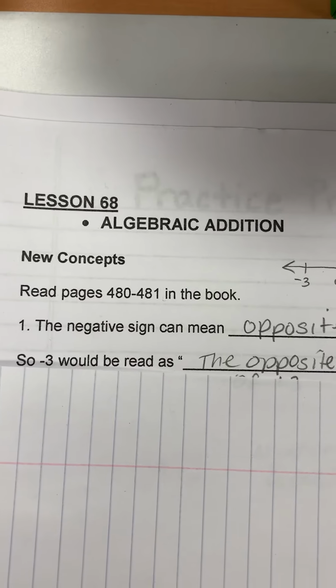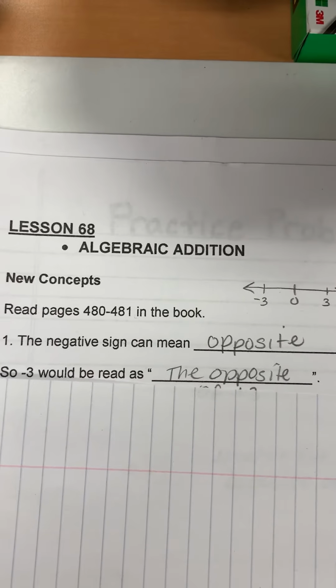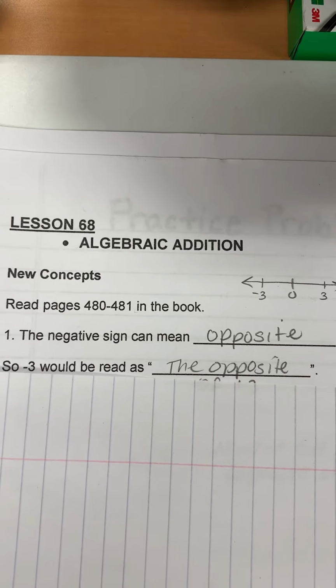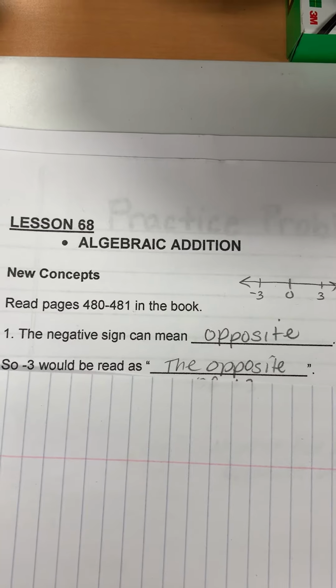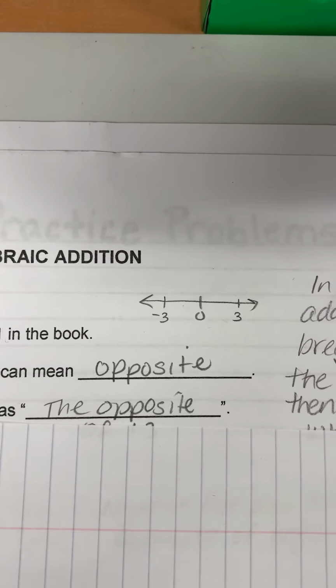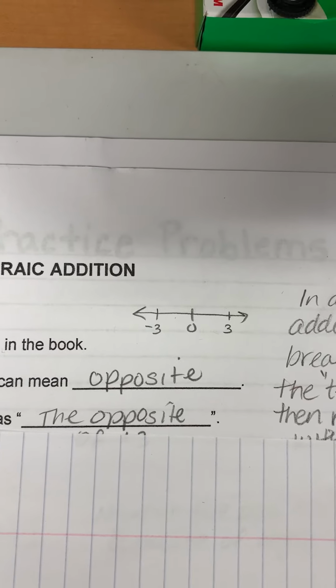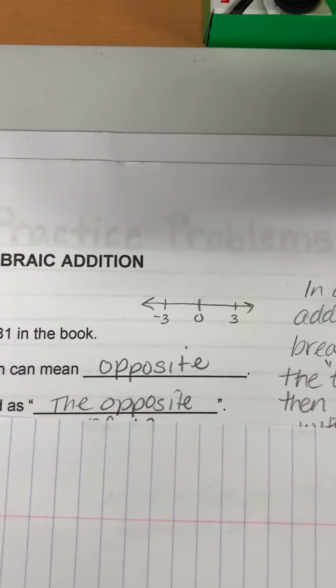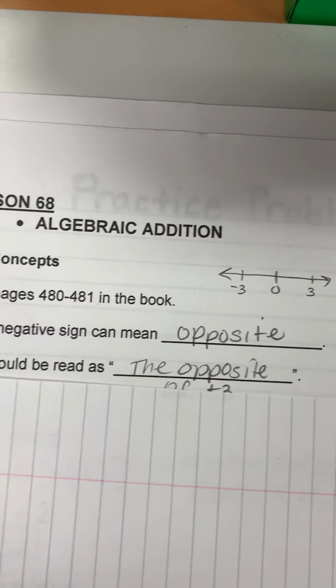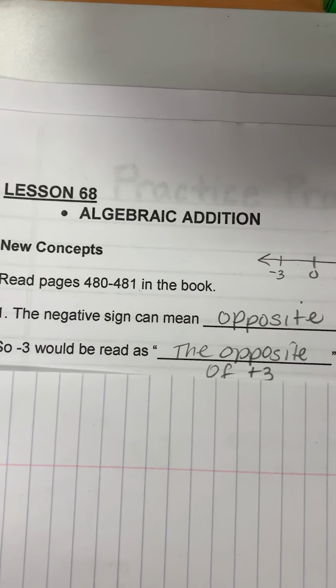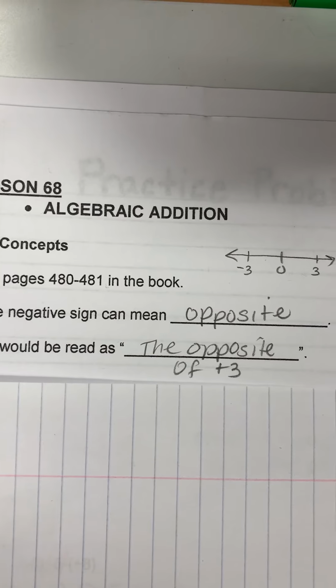Now that you've done that, you'll notice that the book is talking about the idea that a negative sign can actually mean opposite, which makes sense because on a number line, the opposite of 3 is -3. So we read -3 as the opposite of +3.